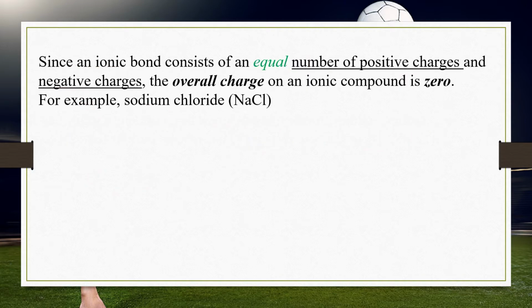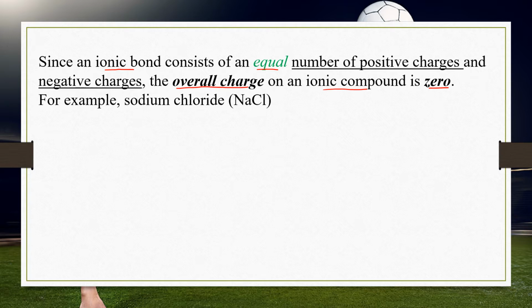Just like atoms have an equal number of protons and electrons, even an ionic bond has an equal number of positive charges and negative charges, and we shall see what we mean by that. And because of that, we shall always have an overall charge of 0 for an ionic compound. So what do we mean by equal number of positive charges and negative charges?